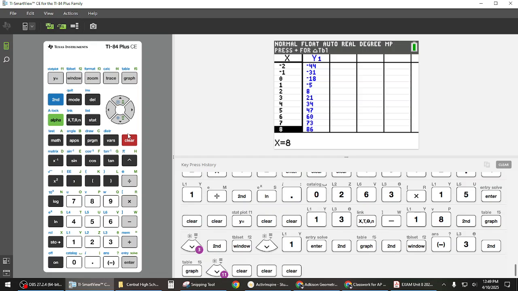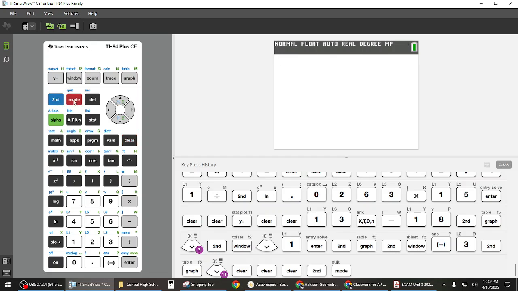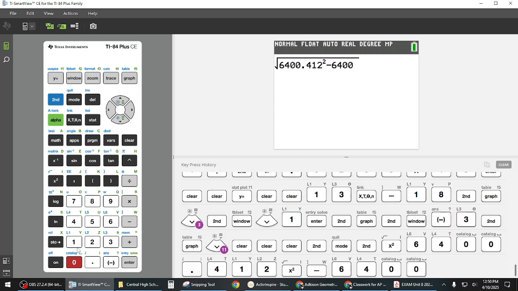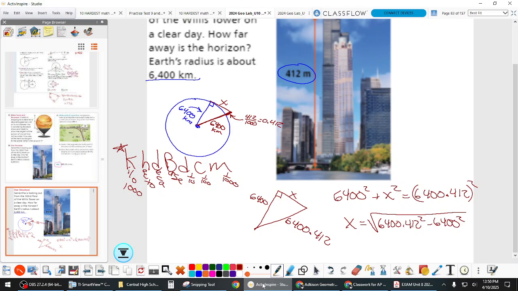The square root of 6,400.412 squared minus 6,400 squared is 72.6. Is that surprising? For such a tiny little difference, it makes 72 kilometers difference on the horizon.